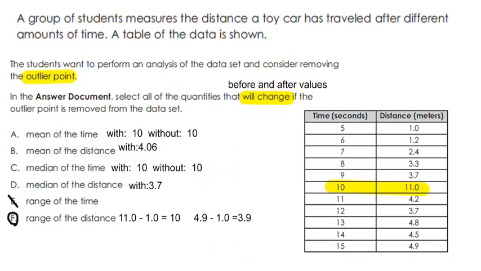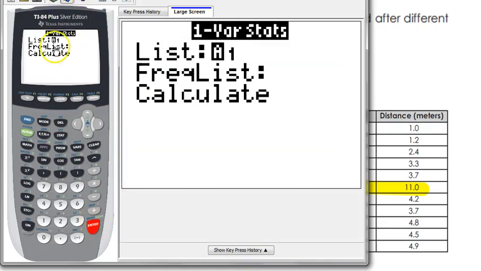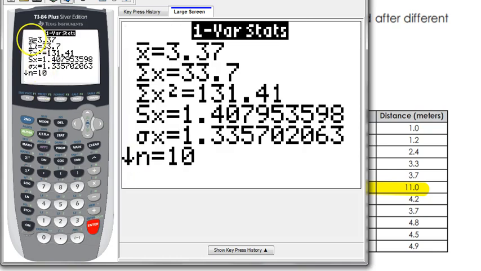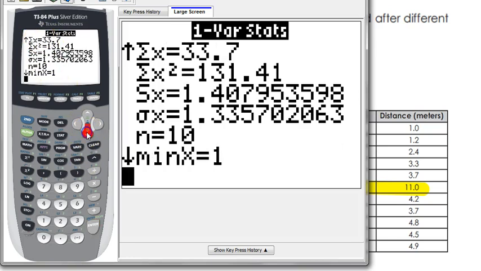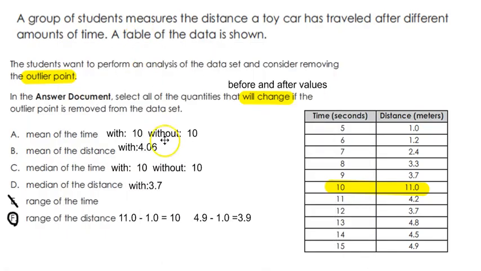So let's do it again, but on list 2. So stat, calculate, one variable stats, but we want L2. So second L2, that's the other way of changing this. Enter, enter, calculate. Ooh, the mean changed, 3.37. What about the median? Median didn't, 3.7. So we've got another answer, 3.37. We have another answer, that is B.